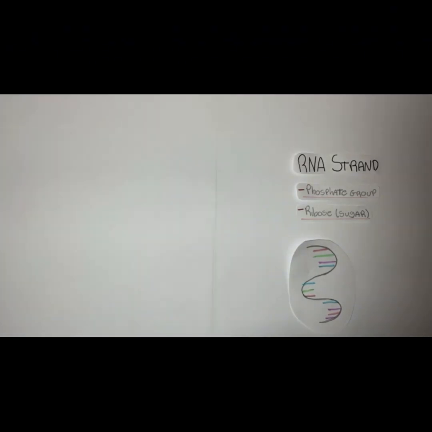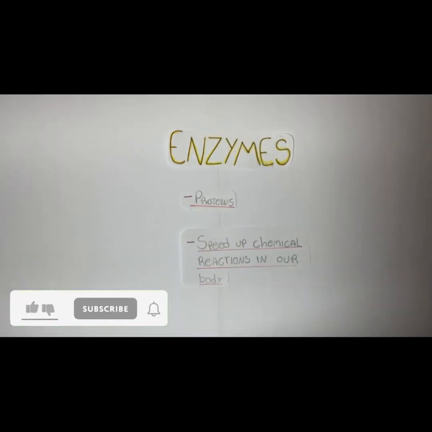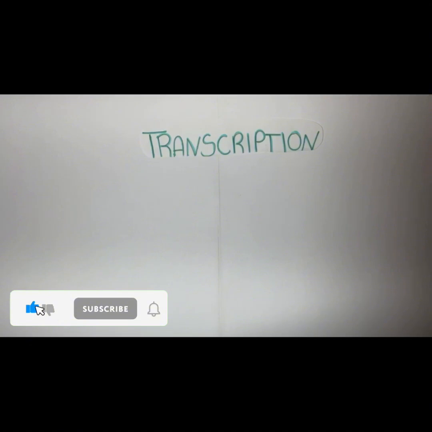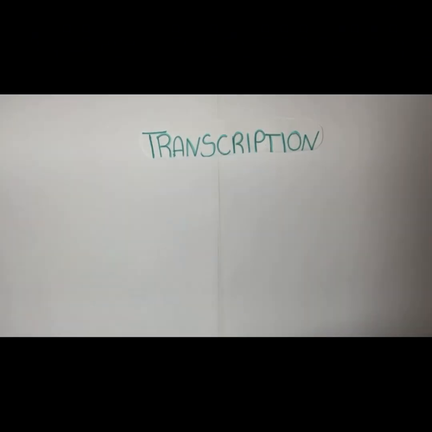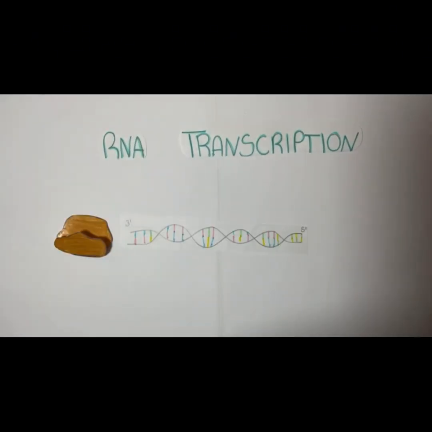Also, in this process, we are going to see some enzymes, which are proteins that help speed up chemical reactions in our body. Transcription is the first step in the process of using the genetic code in DNA to synthesize the proteins in our body. RNA transcription starts inside the nucleus, but when it ends, it goes to the rough endoplasmic reticulum. Transcription begins when the enzyme RNA polymerase attaches to a segment of DNA.